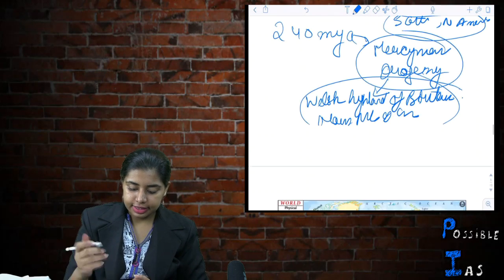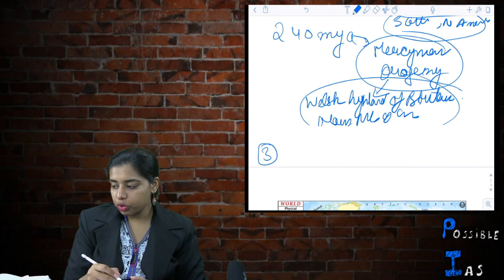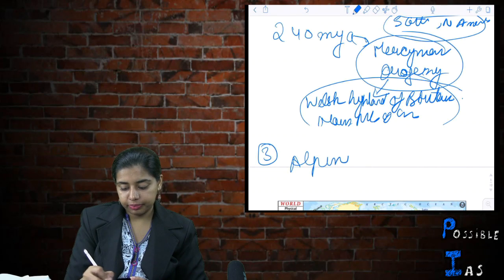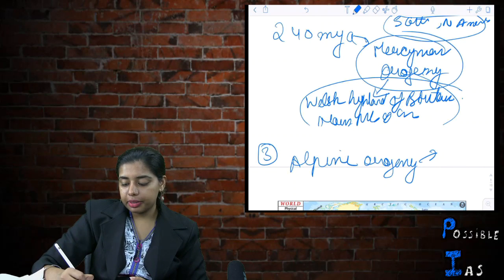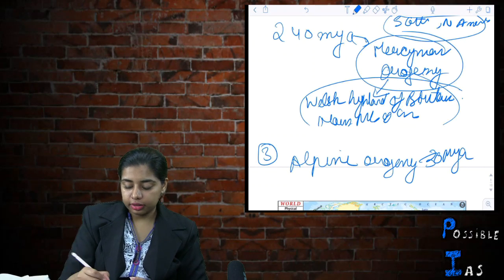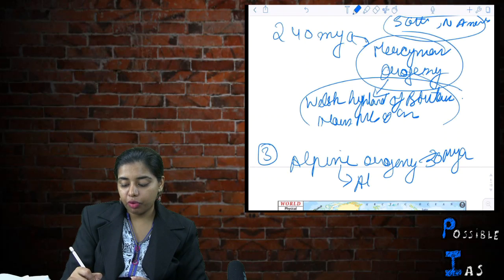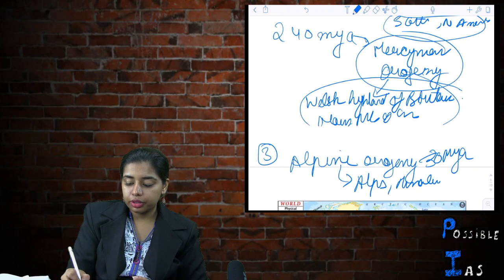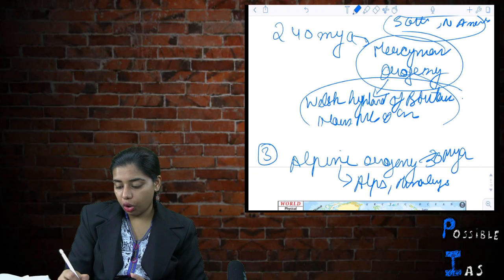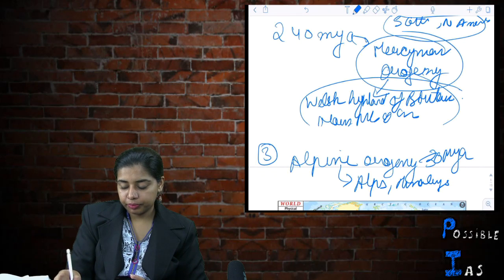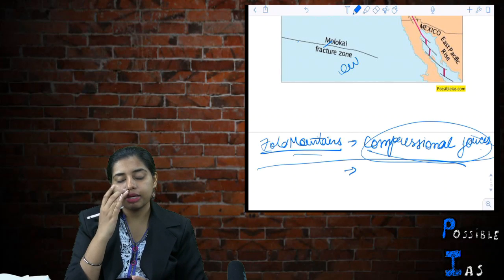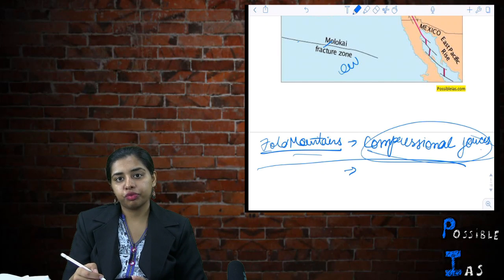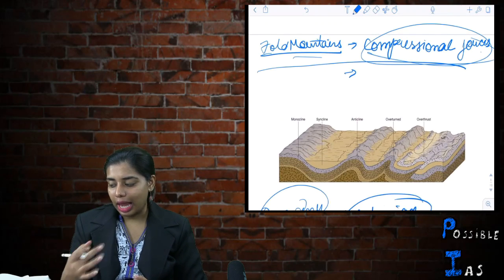Then the third one, and the most recent one, is the Alpine orogeny. This happened around some 30 million years ago, and during this period the Alps were formed, the Himalayas were formed, and the Rockies were formed. Now we come to the first type of mountains, which are known as fold mountains. They are formed by compressional forces, by folding, and the basic examples are obviously the Alps, Himalayas, and Rockies.